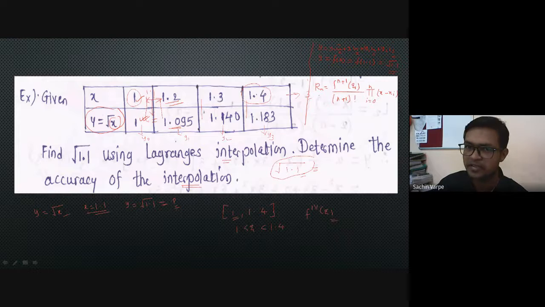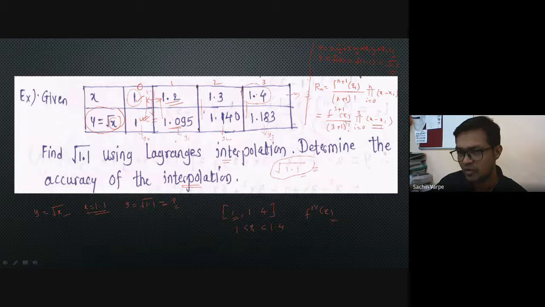So here that n is 3, because n varies from 0, 1, 2 and 3. So n varies from 0 to n is equal to 3. That is why the remainder term Rn is equal to f of 3 plus 1, that is 4, at zeta upon 3 plus 1 factorial into the product, i varying from 0 to 3, of x minus xi.